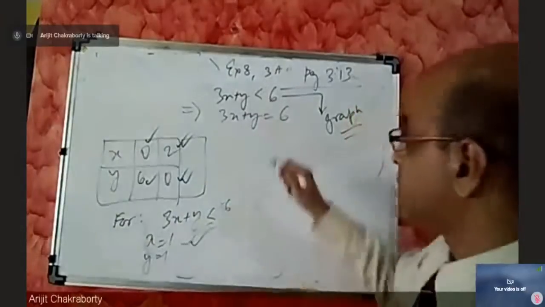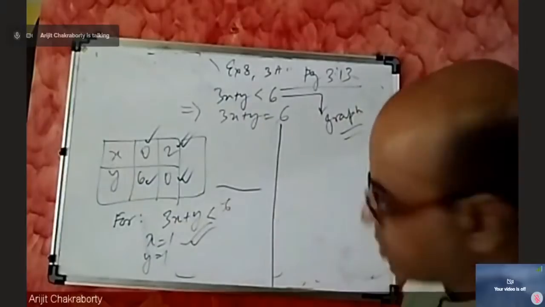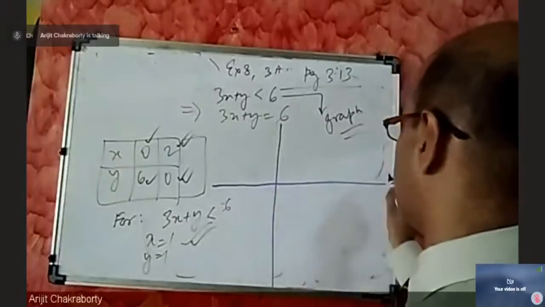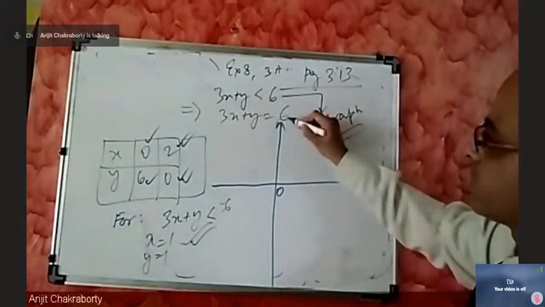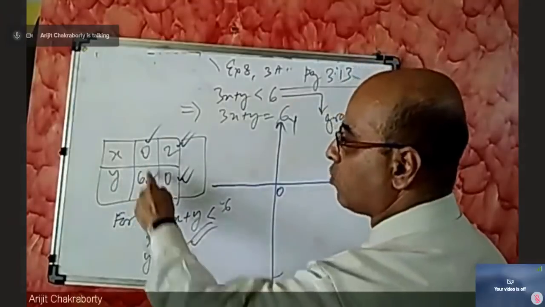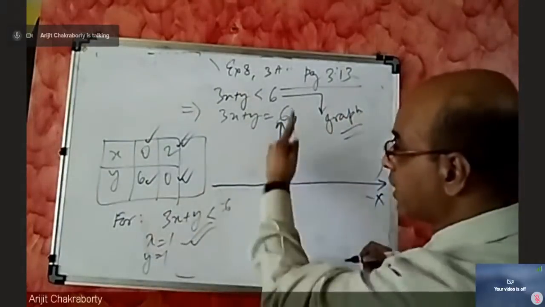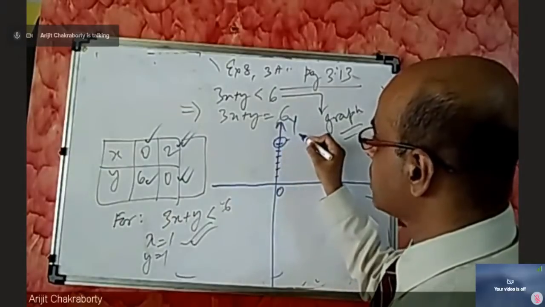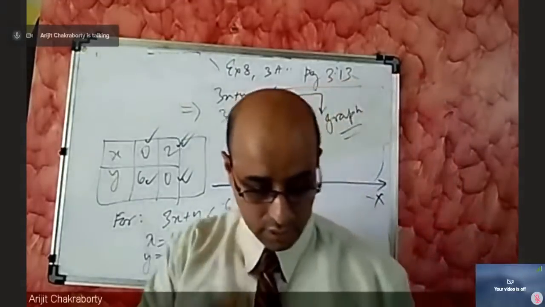So let us try to plot it. I'm just trying to draw a straight line. Okay, this is 0 point. You know this is the x-axis, this is the y-axis, and we are going to first plot x is 0, y is 6. So x is 0, no movement on this side, y is 6. So 1, 2, 3, 4, 5, 6. This point is 0, 6. Like a GPS coordinate, 0, 6.